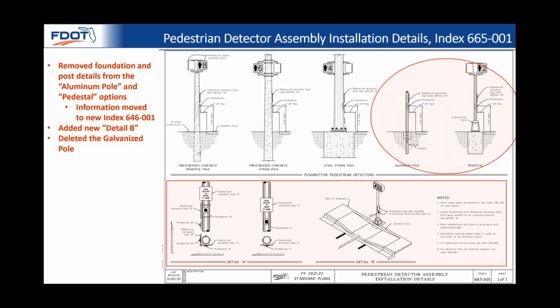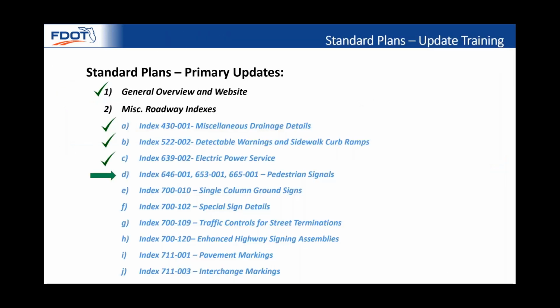Did want to note that we also deleted the galvanized pole option, as it's not covered by the standard specification for pay items. Next index we're going to cover is 700.010, single column ground signs.